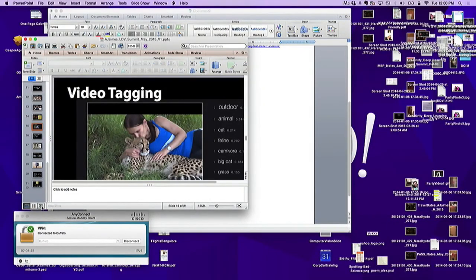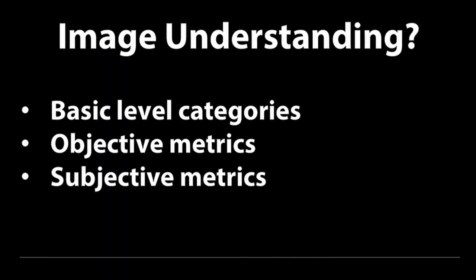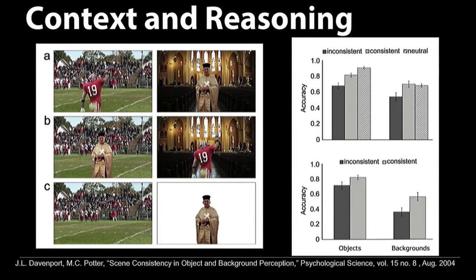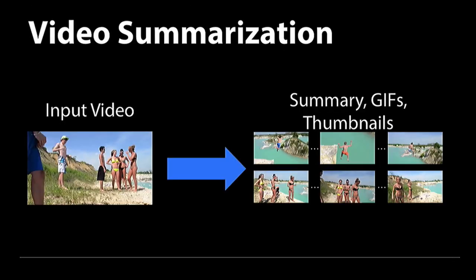So let me just finish by saying, in terms of image understanding, there are many levels of classification, labeling, and humans do this. We have what we call basic level categories. There are objective, subjective metrics. As an example, there's some work in psychology where they've done studies where they find that human accuracy in recognizing objects varies depending on whether the background and the foreground match. So there's a paper cited there.